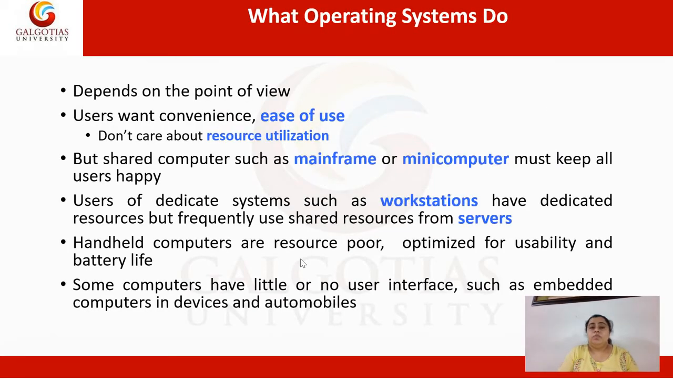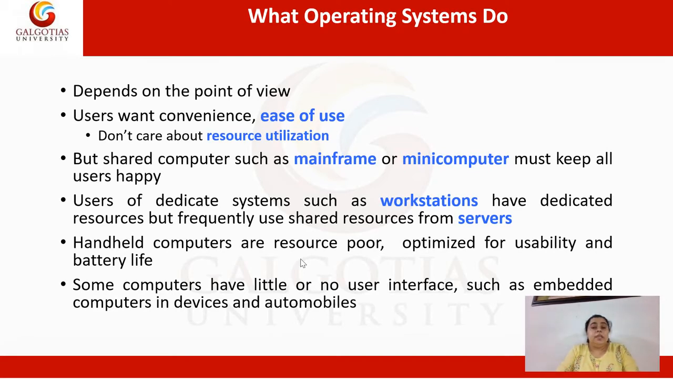Now, what does an operating system do? It depends on the point of view. Users want convenience, that's the ease of use, but the user is not bothered about resource utilization. Now, when we say resource utilization, you'll ask me what a resource is. Anything in a computer is a resource. Your memory is a resource. Your CPU is a resource. Your input and output devices are resources. So anything in a computer system is basically a resource.